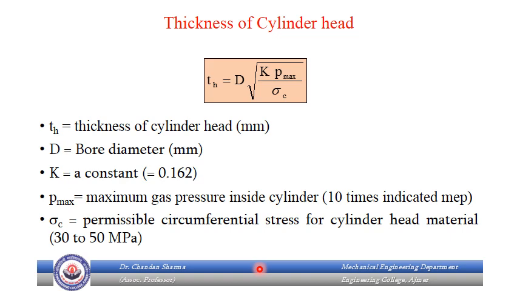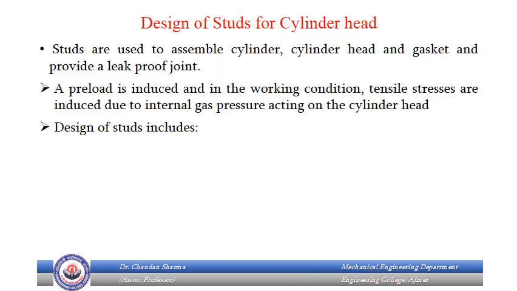We may have the same material for cylinder and cylinder head, and we may have a different material also for the cylinder head. The common value of sigma C for cylinder head is 30 to 50 megapascal. So if not given, we can assume some value between these two values. So by this time, we are able to find what is bore of cylinder, what is length of cylinder, what is thickness of cylinder wall, what is thickness of cylinder head.